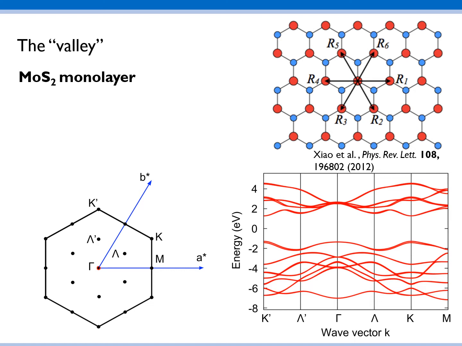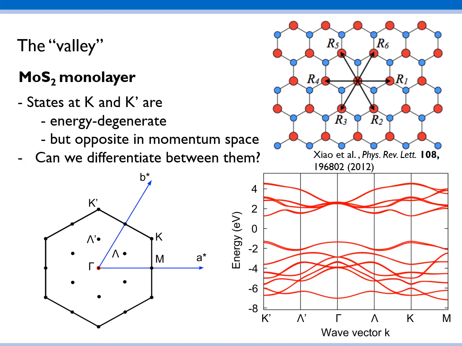At the K and K prime points, we do not have a Dirac cone though. We have a band gap, and this band gap is the very same at the K and K prime points. So we say that also in that sense the states are energy degenerate because they have the same energy. But we remember those points are not the same, even though their energies might be the same, because they are located opposite in momentum space.